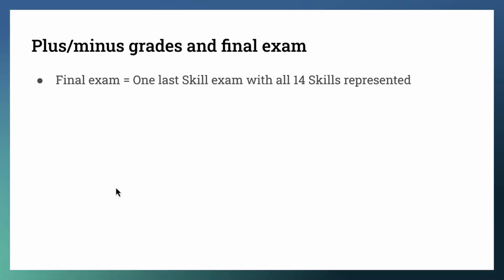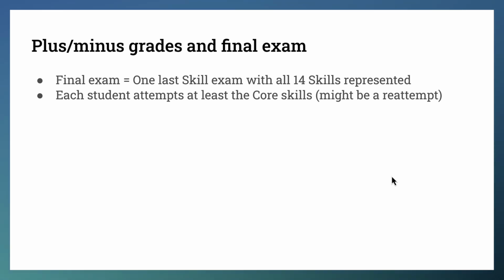We did have a final exam, and it was simply one last skill exam attempt. It was one more skill exam with all 14 skills represented. Now, you can come into that final exam either having mastered all of the core or not. Every student is expected to attempt at least the core skills. For some of these students, it might be they haven't mastered the core skills yet, so this is like their last chance. But for most others, they had mastered all 5 of the core skills, and this is just going to be a reattempt for them.